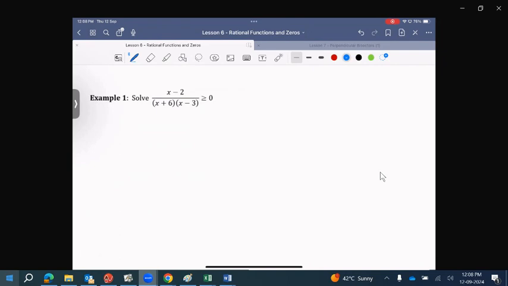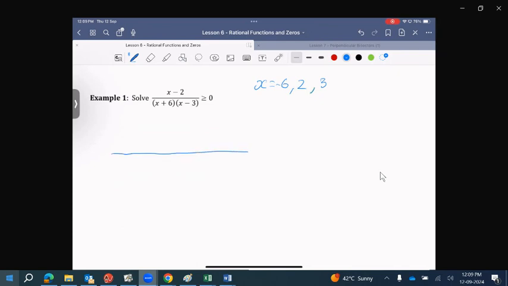So firstly, we can see that it's going to have three critical values that are going to change the sign. It's going to have a critical value when x is equal to -6 because of this. It's going to have the critical value of 2 because of this. If you put in 2 there, you'll get 2 minus 2, which will be 0. And our last critical value is going to be at 3. These are our critical values.